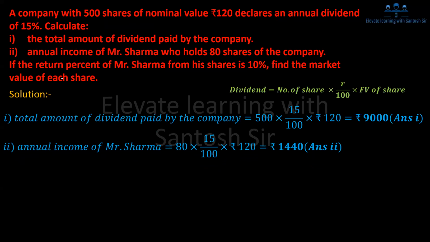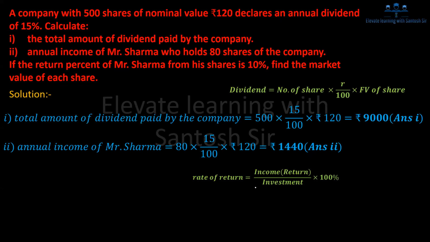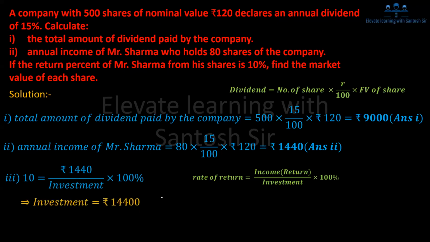Next thing they ask us is that if the return percent of Mr. Sharma from his share is 10%, Mr. Sharma got 10% return, find the market value of each share. So this income that he is getting is 10% of his investment. Let us first find his investment. We know that rate of return is income upon investment into 100. So we can say that 10 is equal to his income upon his investment into 100. On solving this, we will get his investment as rupees 14,400.